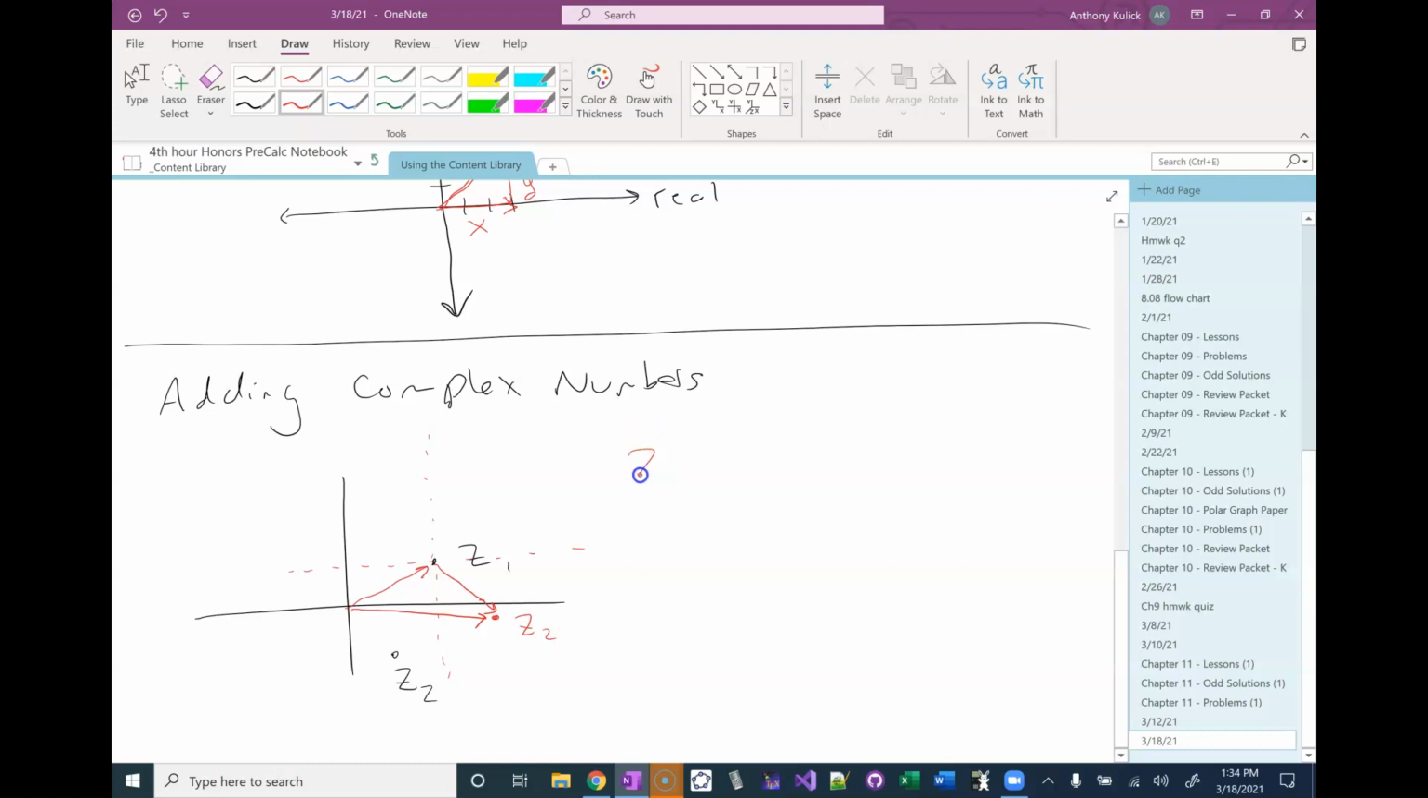What it boils down to, though, is if Z1 is like a plus bi, and Z2 is c plus di, Z1 plus Z2 is just add the real parts together and add the imaginary parts together. The same way when we added vectors, right? We just add the x component, we add the y component, and we're done. Everybody's okay with that? Okay. So that's adding vectors. Pretty easy, right?